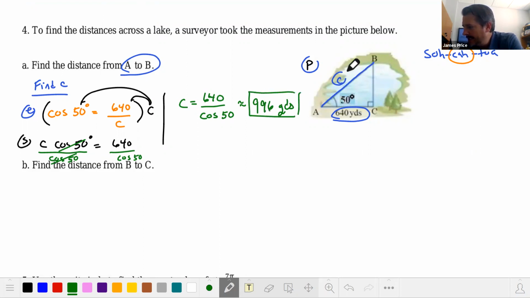And so this side C is approximately 996 yards. All right, so I found the distance from A to B. Now let's just do this again, just for fun. So we want to find a distance from B to C. So that's this distance right here. We'll call this side little a, since the angle over here is capital A.